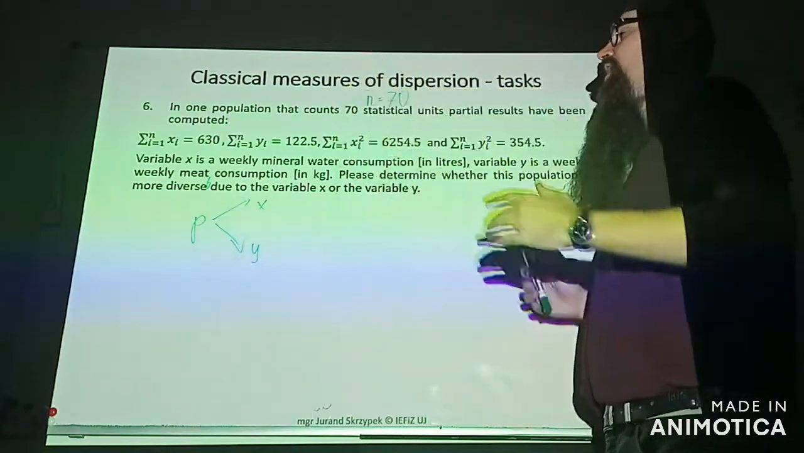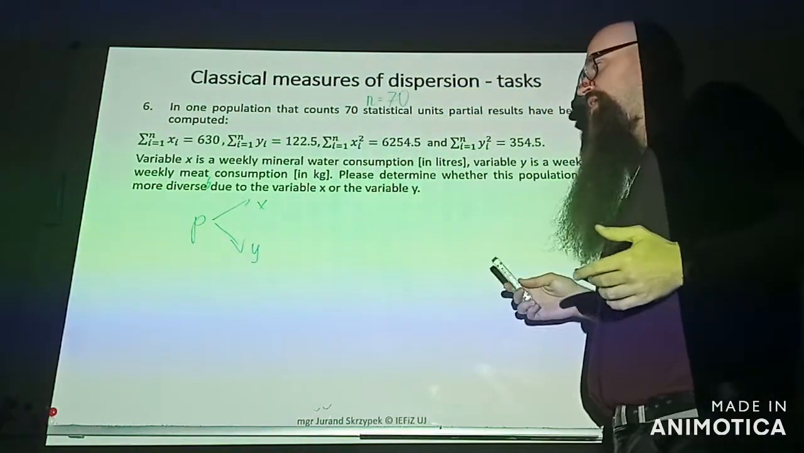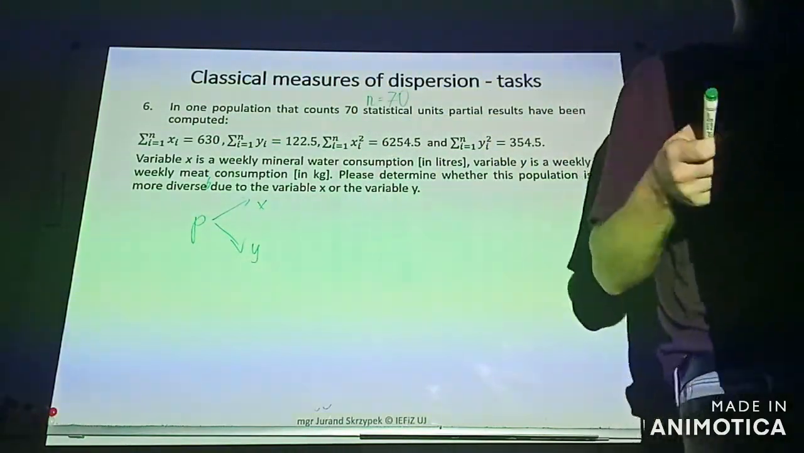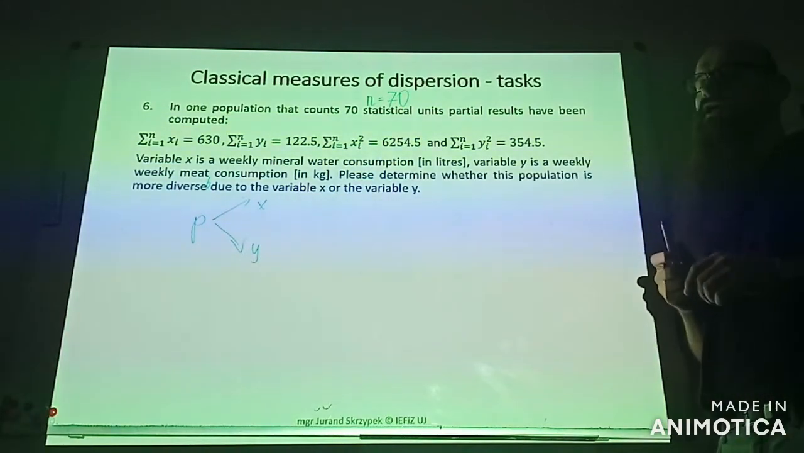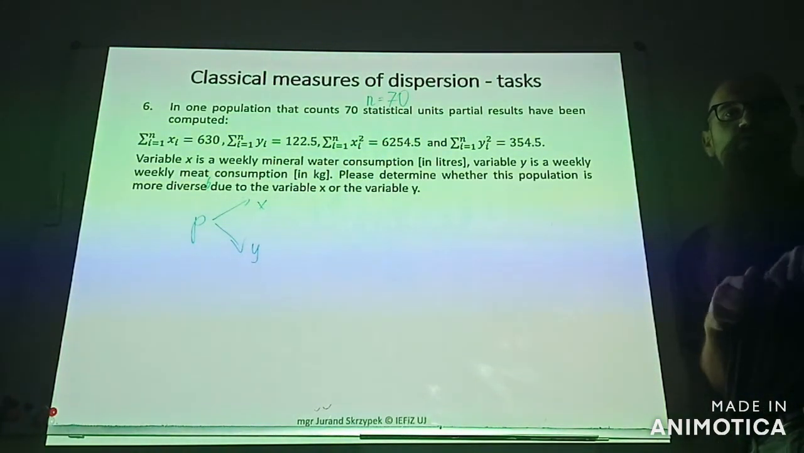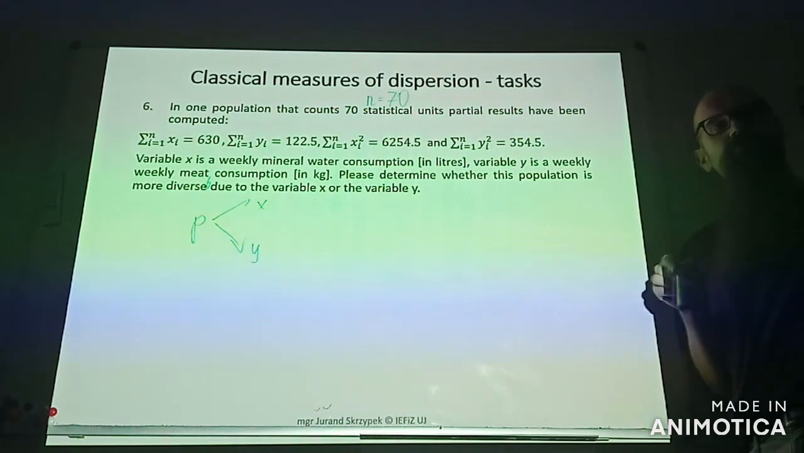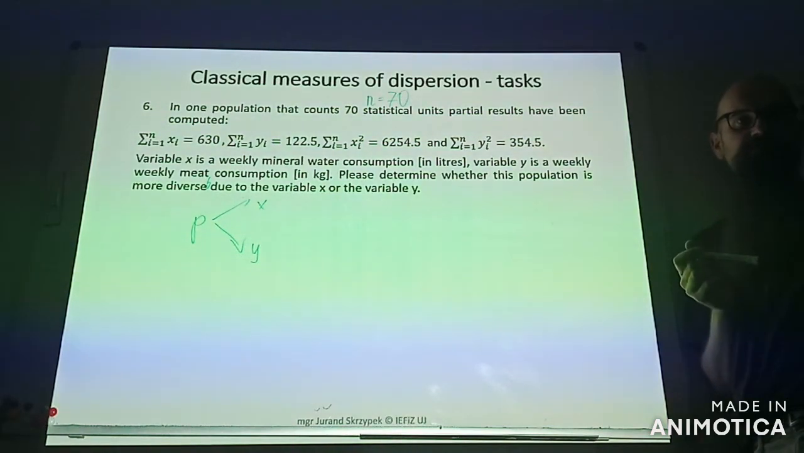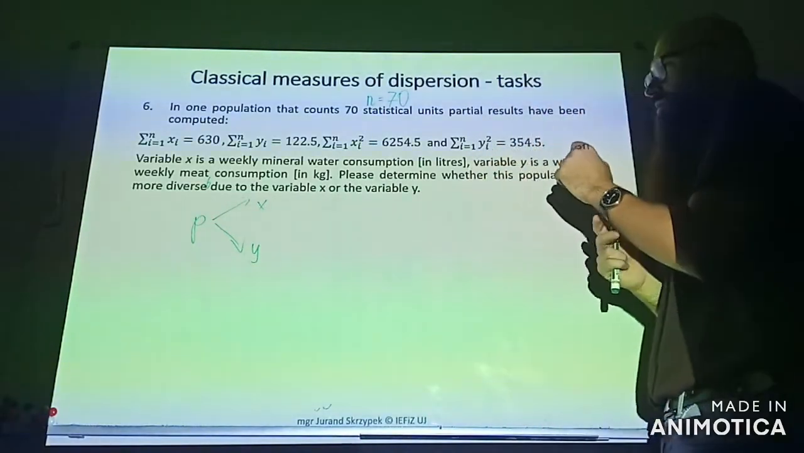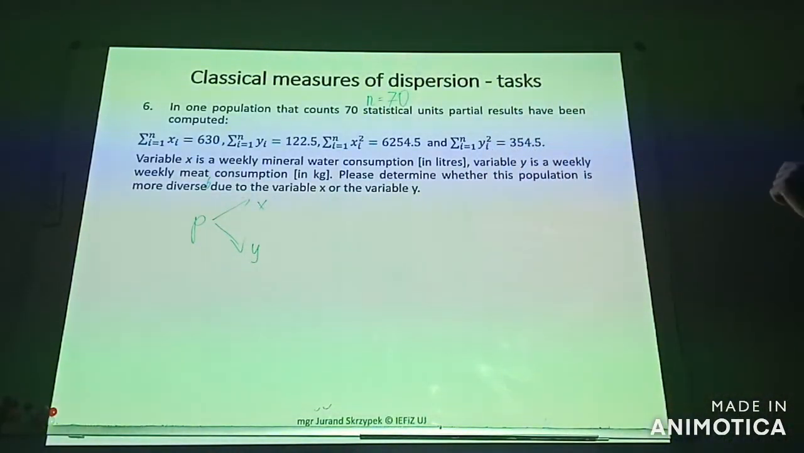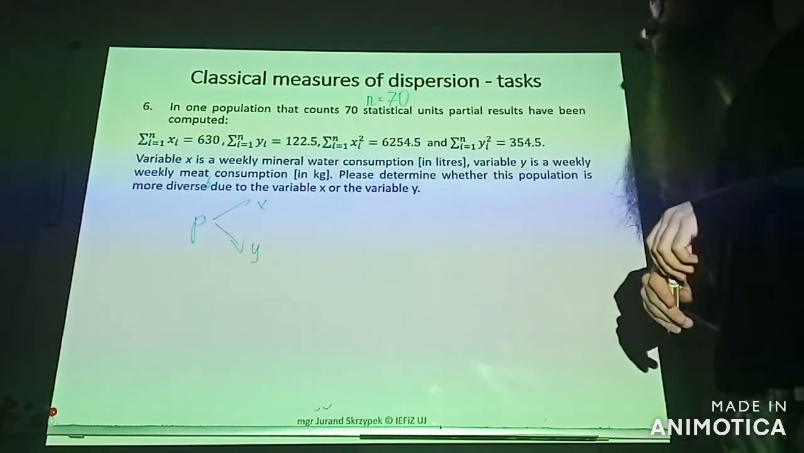Okay, we have 70 people, and we are trying to answer the question in respect of which attribute, in respect of which variable, these people are more similar to each other or more diverse from each other. In respect of weekly mineral water consumption or weekly meat consumption. All right.